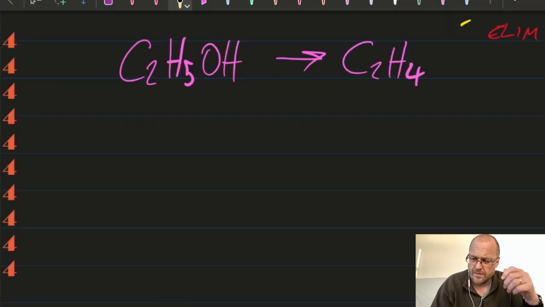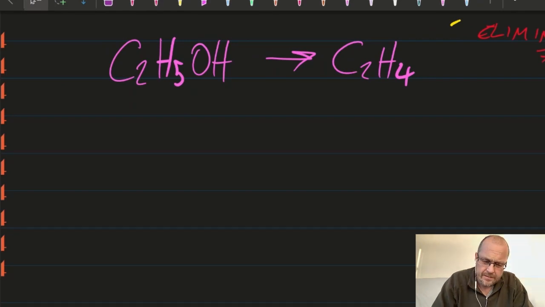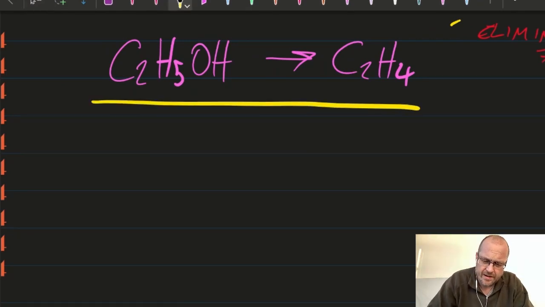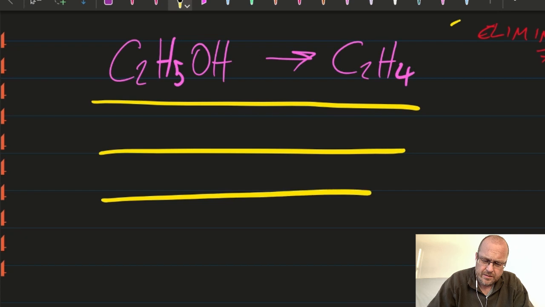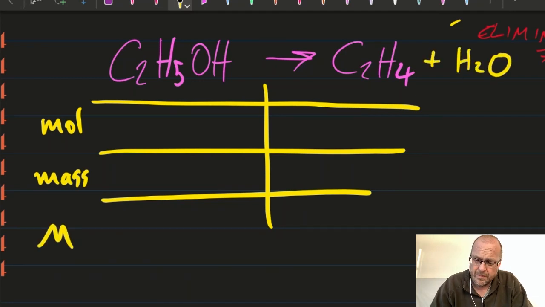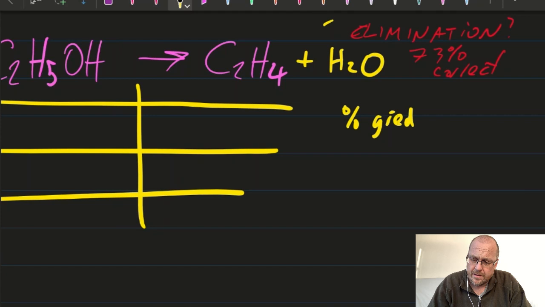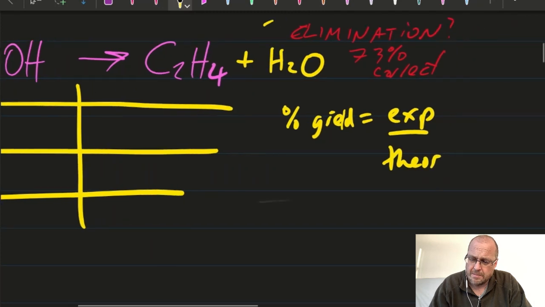Question 4. 73% of people got this right. I'm going to draw out the boxes. I like that. So I've got moles is mass over molar mass. I can't help myself, I'm going to balance that equation. So for percent yield, that's going to be my experimental value over my theoretical value multiplied by 100.